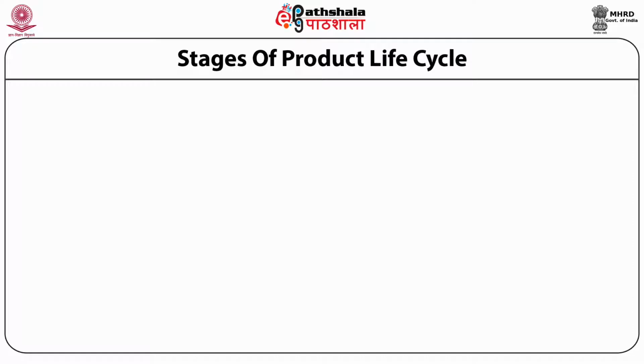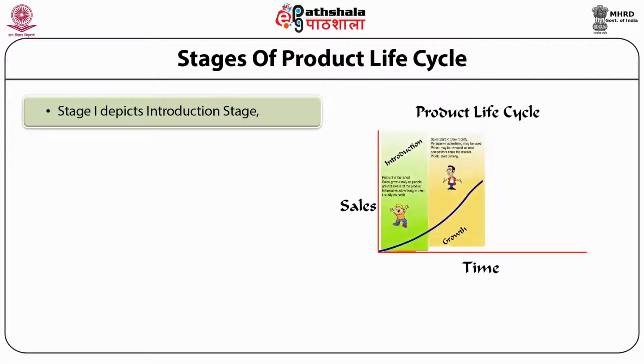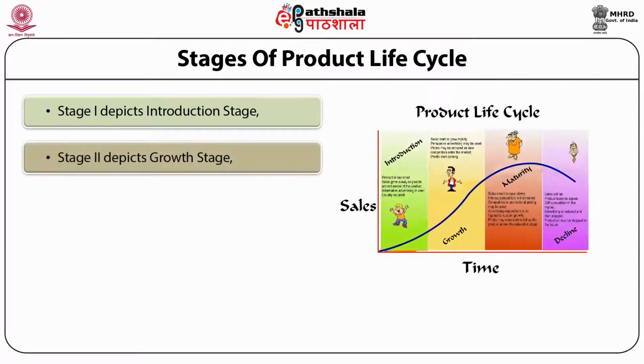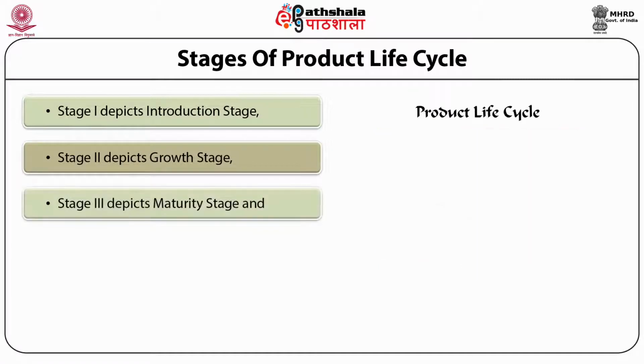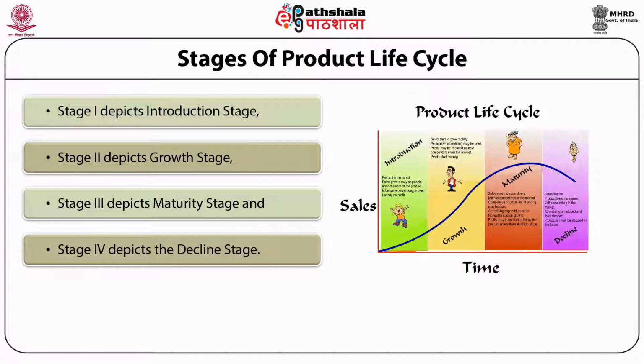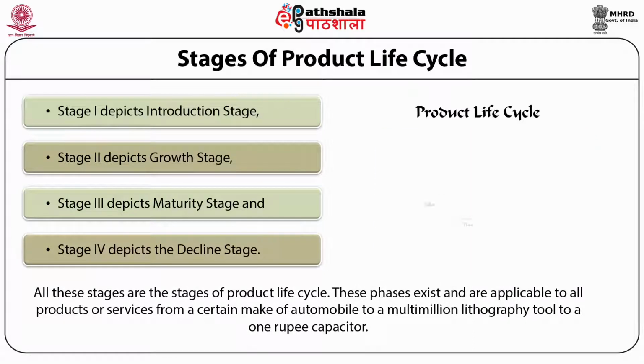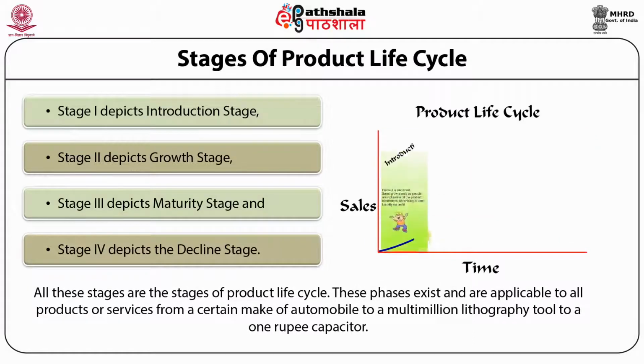Stages of product life cycle. Every product passes through 4 different stages. Stage 1 depicts the introduction stage, whereas stage 2 is growth stage. The stage 3 depicts the maturity stage, and stage 4 is a decline stage. All these stages are the stages of product life cycle.